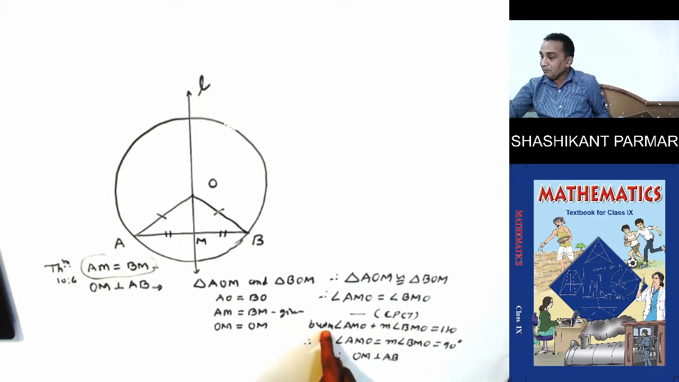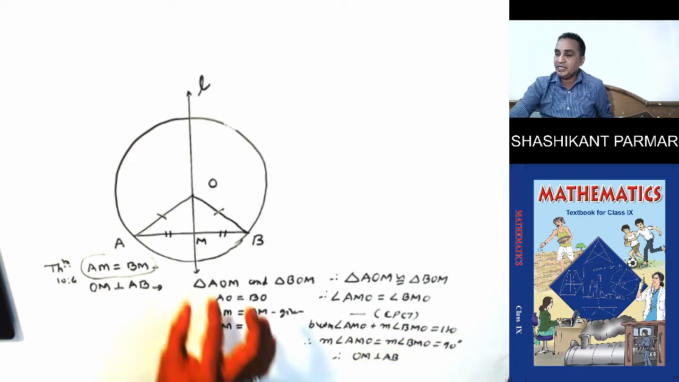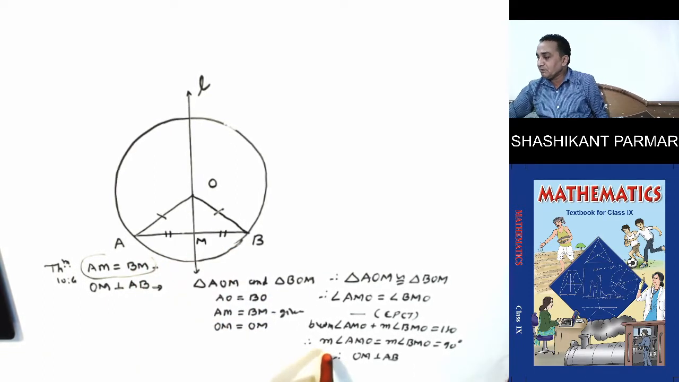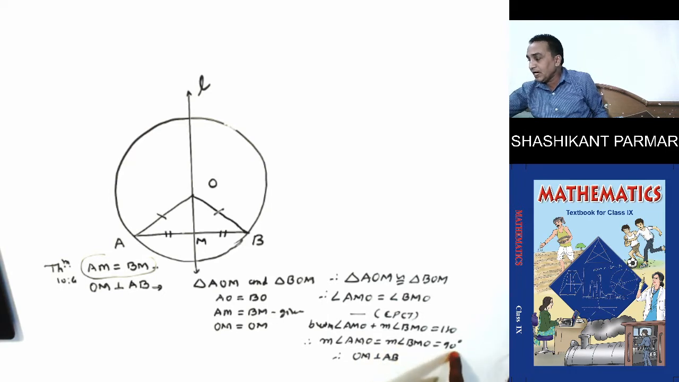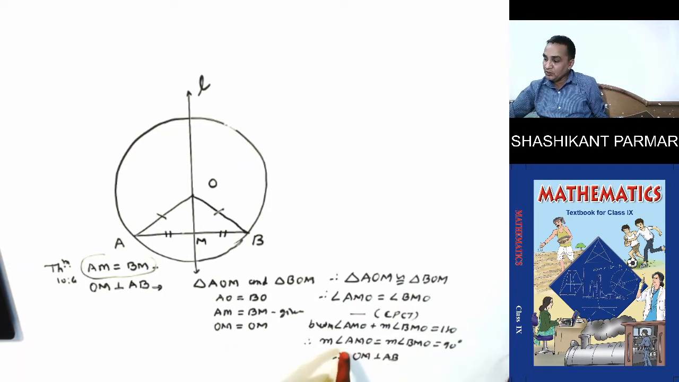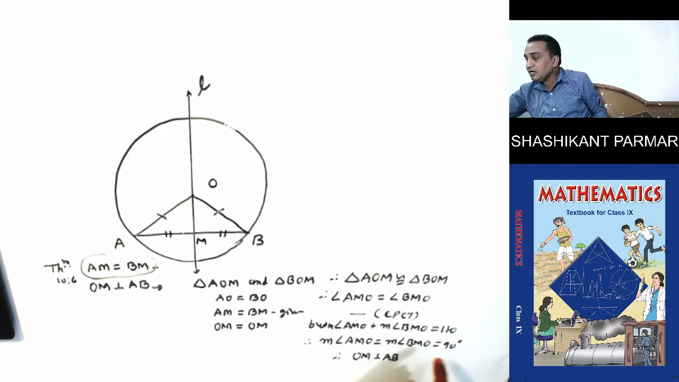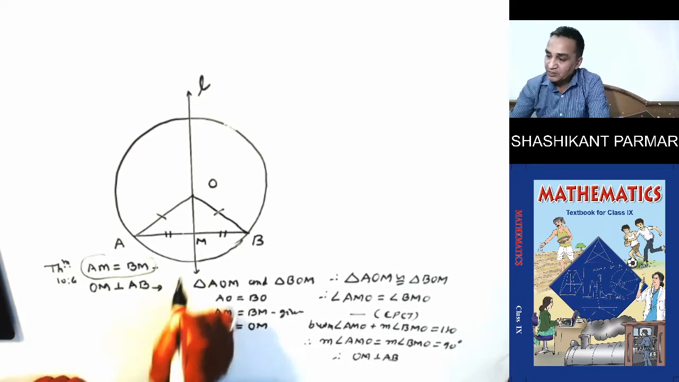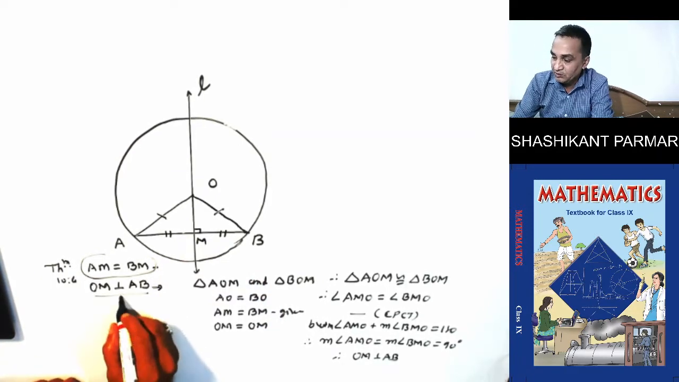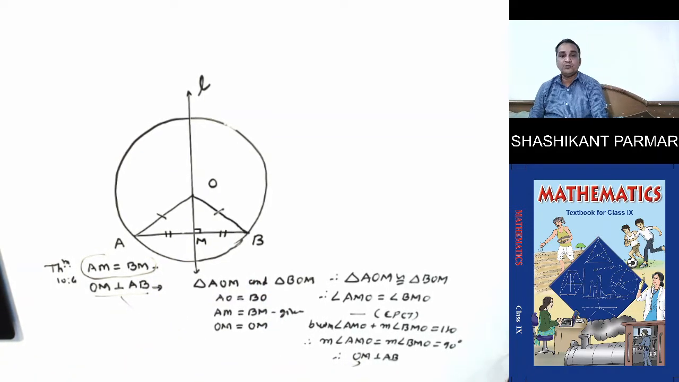But measure of angle AMO plus measure of angle BMO is equal to 180, because this is a linear pair, and therefore measure of angle AMO is equal to angle BMO is equal to 90 degrees, because they are equal and the sum is 180, so each must be 90 degrees, and therefore OM is perpendicular to AB. This is 90 degrees, and therefore this we had to prove.